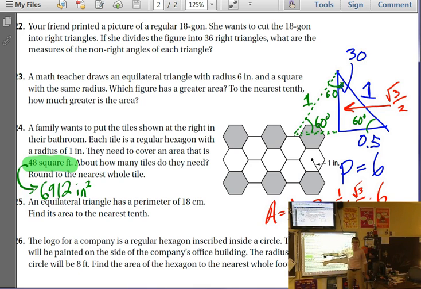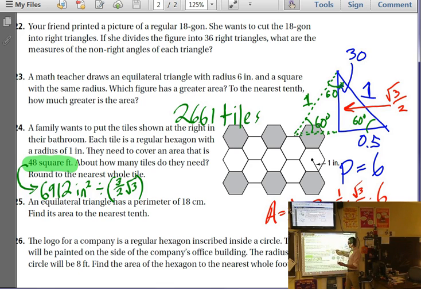So if that's the total area, and each tile takes up this amount of area, we could just divide, and I would use parentheses because this is a mess. 3 halves radical 3. This will be a very awkward answer. 1.5 times radical 3. 2,660.4. So in total, we would need 2,661. Since you can't purchase a partial tile, we would just round up.